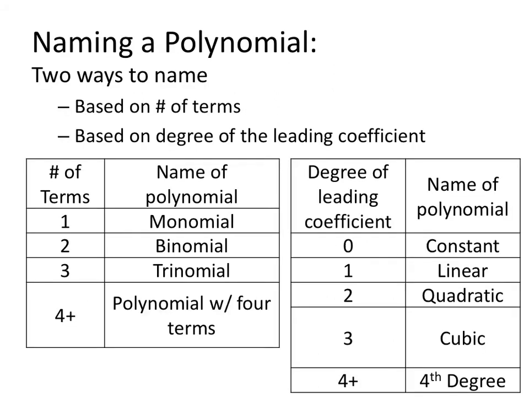All right, last thing I want to talk about on this slide is just how to name a polynomial. There are two different ways to name a polynomial. One of the common ways that we name the polynomial is by the number of terms. So if we have just one term, it's called a monomial. 2 terms, a binomial, 3 terms is a trinomial. And anything 4 terms or greater, a lot of times we just say polynomial with 4 terms, just to kind of give us a little bit of consistency.